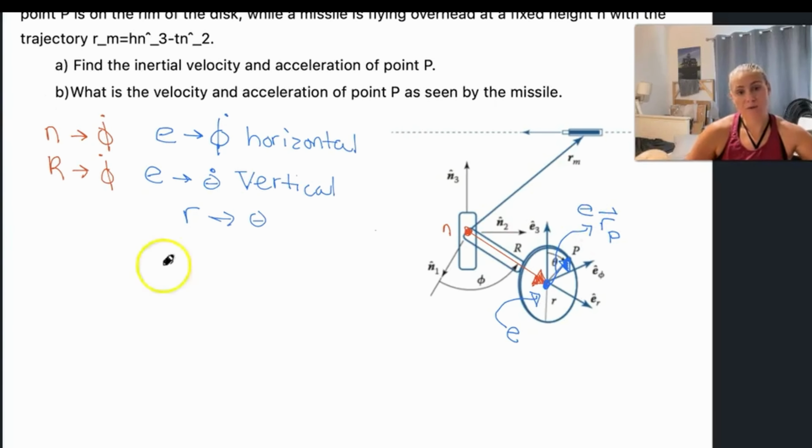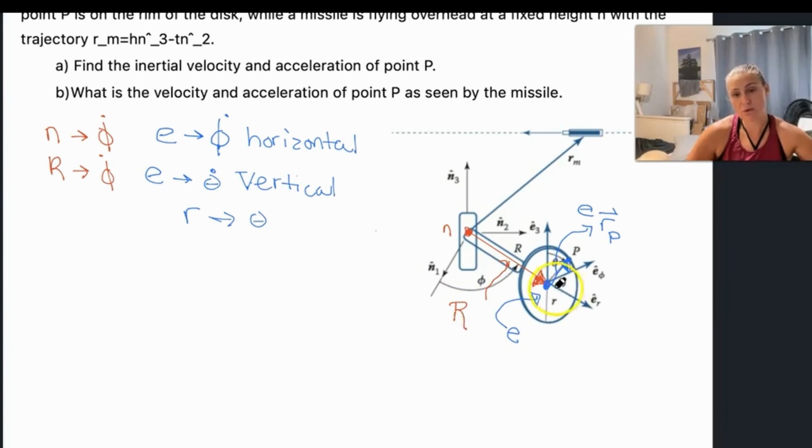If we go back, we can also define this other vector a little more. We called this vector big R, and big R is pointing to the origin of our E reference frame. So it's pointing towards E, and it's being viewed from N.